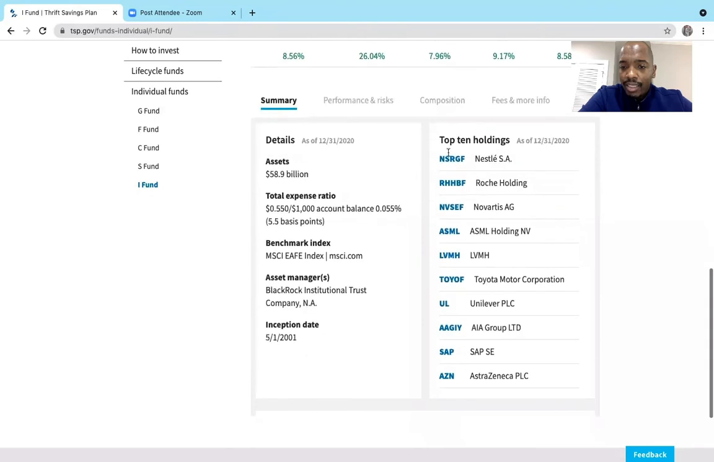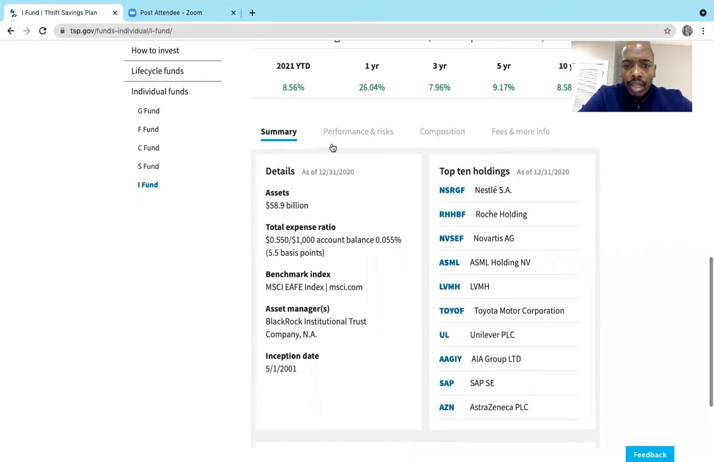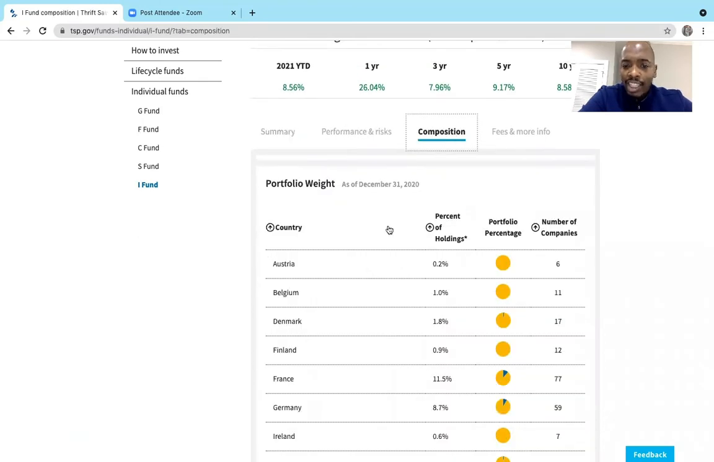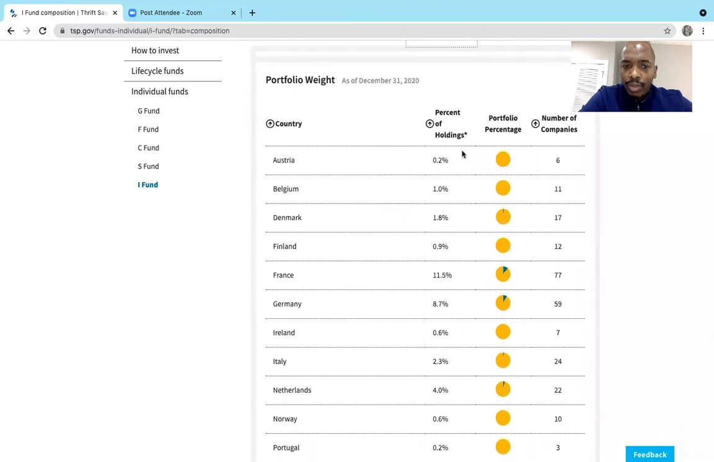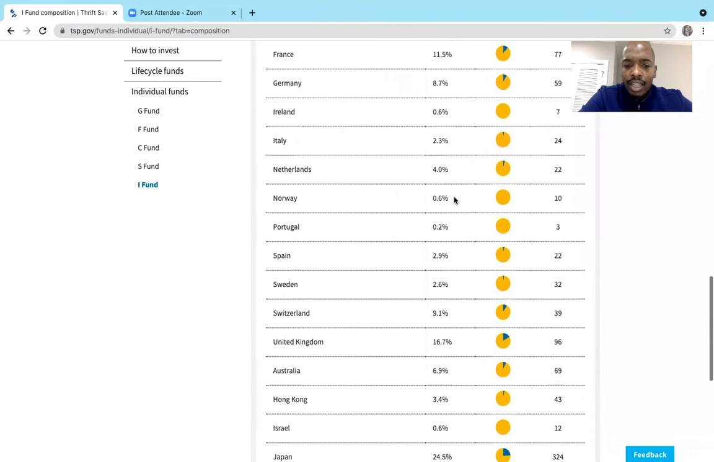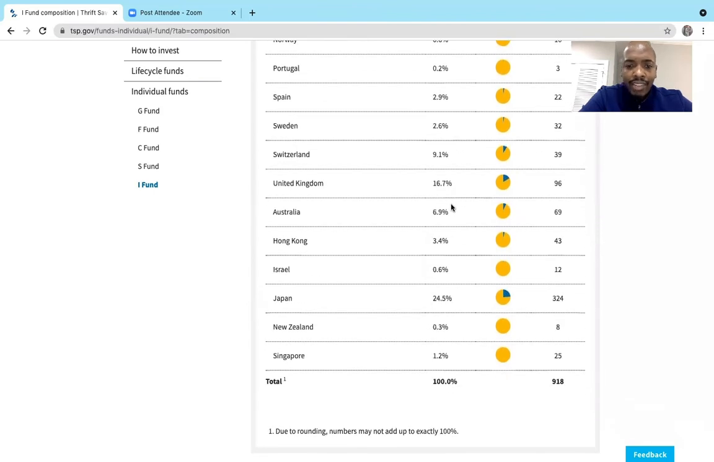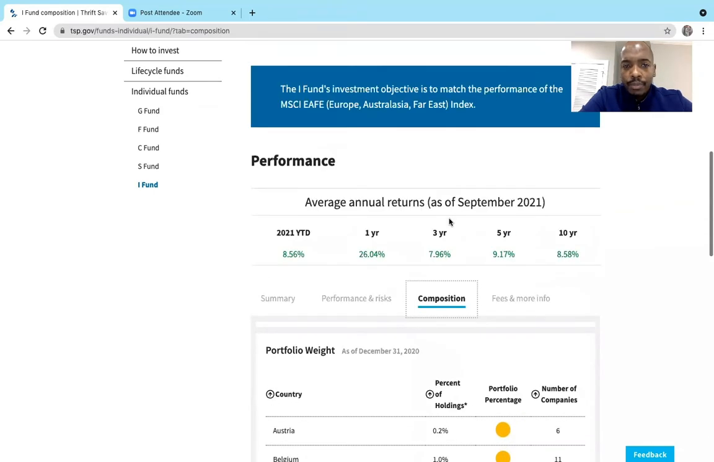But some of the companies here: Nestle, Toyota, a lot of the other companies I'm not familiar with. But the composition, it is international. So you see we got some companies in Austria, companies in Belgium, Denmark, France, a lot in the UK. It gives us global exposure.